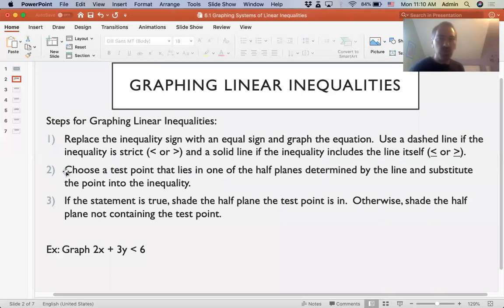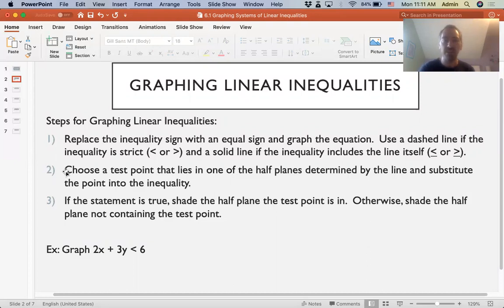So as a review, to graph a linear inequality, we're going to first replace the inequality sign with an equal sign and graph that linear equation, just like what we've done in the previous algebra chapter. Then we'll use a dashed line for that graph if the inequality is strict, if it's strictly less than or strictly greater than. And we'll use a solid line if the inequality includes the line itself. If you are using the less than or equal to sign or the greater than or equal to sign, that's when you'll use the solid line.